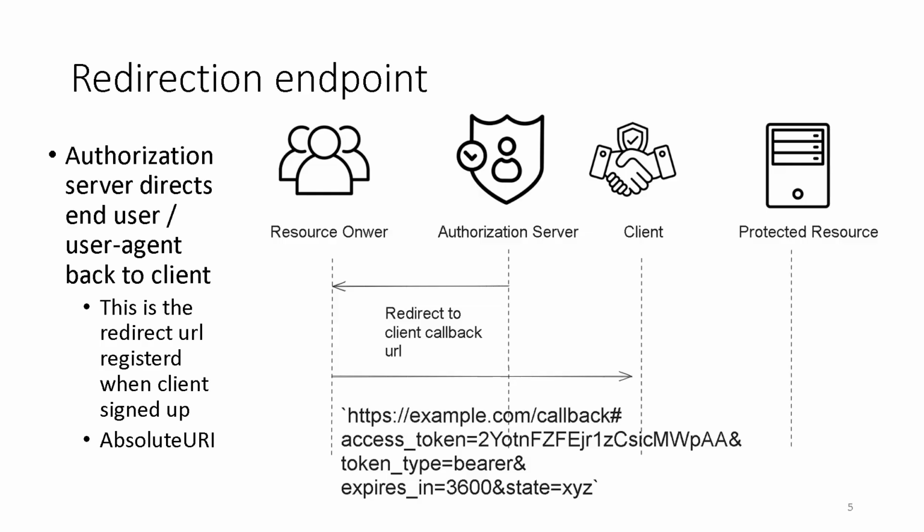The redirection endpoint is a URI on the client application that receives the authorization response from the authorization server. It is used to complete the authorization process and obtain the authorization code or access token, depending on the grant type. This flow is an example of the implicit grant.